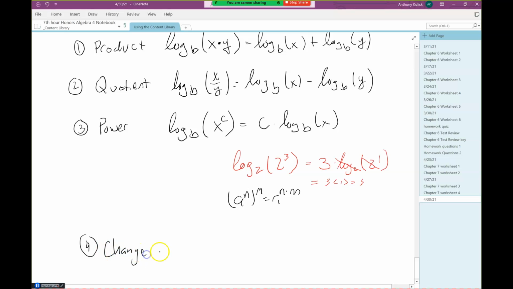The last one is called the change of base formula. And this one is not so relevant for you guys because your calculators have this log base button built into them. Back when I did this, our calculators did not have a log base button built into them where you could put in a log of any base. We use this formula to do things like log base 2 of 6.